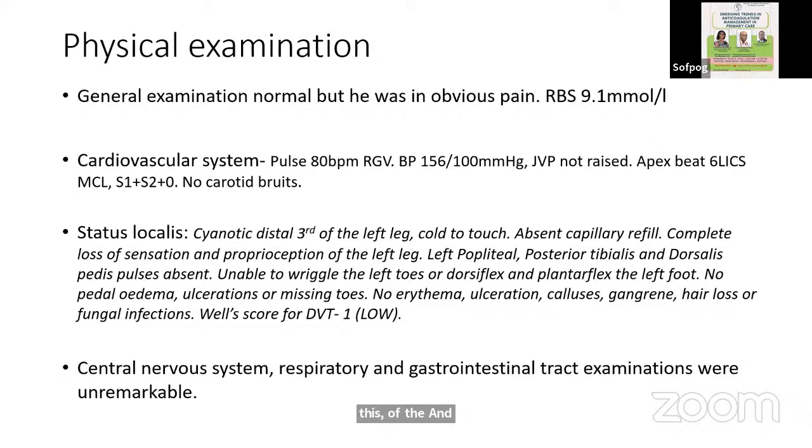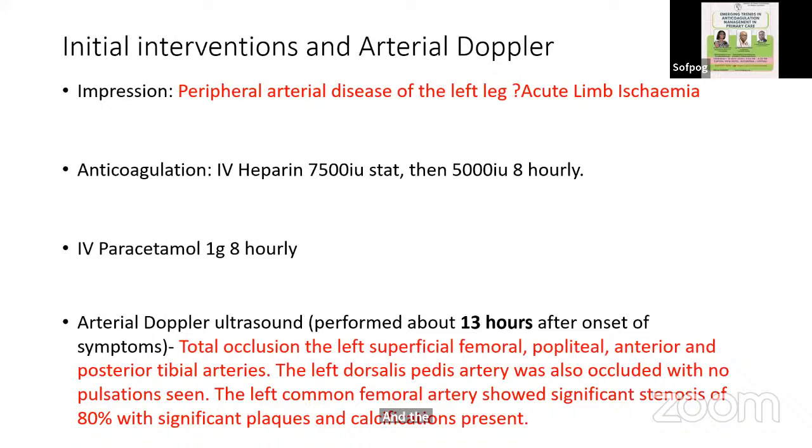On palpation of the arteries, the popliteal, posterior tibialis and the dorsalis pedis pulses were all absent. There was loss of mobility of the toes, i.e., the patient could not wriggle the toes. There was no dorsiflexion or plantar flexion. There was no pedal edema. The other thing we looked at was the Wells pretest probability score for DVT, which was low, which meant that it was not likely. The central nervous system, respiratory, and gastrointestinal examinations were all unremarkable.